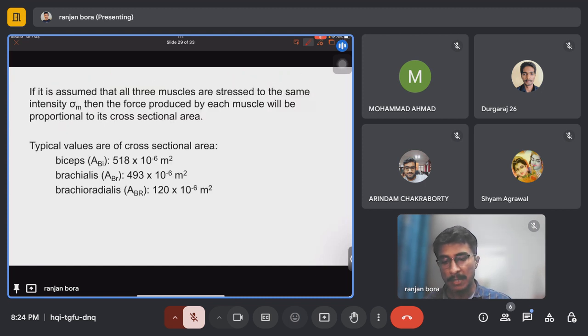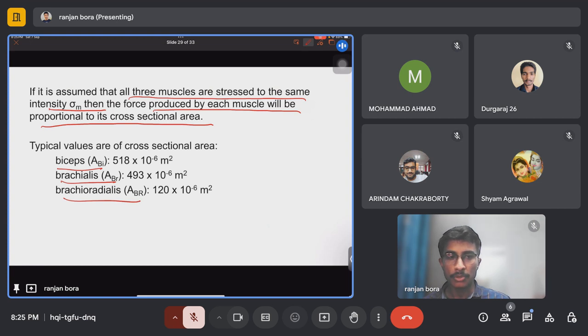These are the data given. It is assumed that all three muscles are stressed to the same intensity sigma m. Then the force produced by each muscle will be proportional to its cross-sectional area, and these cross-sectional areas are given. So we will use this data also to solve that problem.